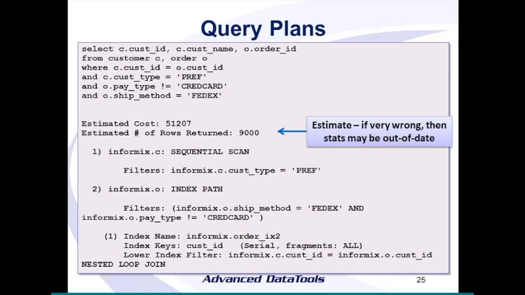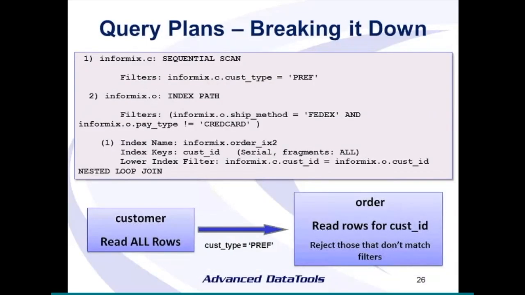So let's look at the important bit in the query plan of how the tables were accessed. Here we see the first table, we performed a sequential scan. That's the customers table. Sequential scan means read every single record in that table. For every record that is then retrieved, we're running it through a filter. In this case, we're looking where the cust type equals pref.